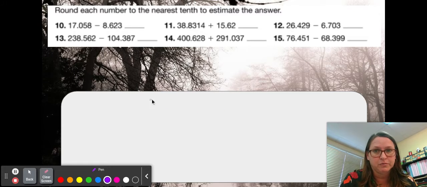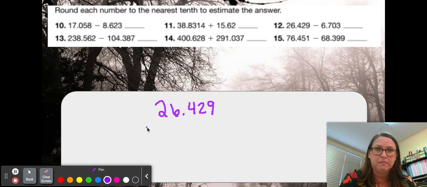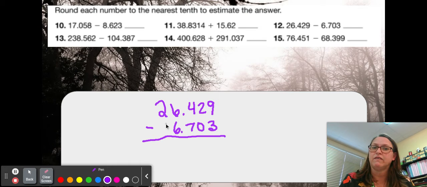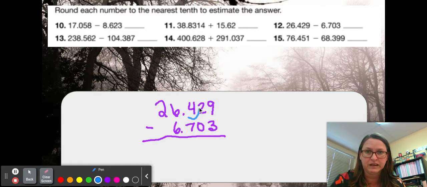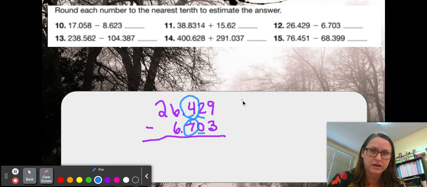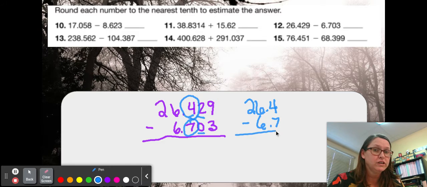Now let's solve number 12. 12 is 26.429 minus 6.703. In order to solve this problem, the first thing I am going to do is circle the number in the tenths place, my 4 and my 7, and I'm going to underline their neighbor. 2 would tell me to let it rest, so I'm going to just put 26.4, and 0 tells me to let it rest, so 6.7, and I made sure to keep my decimal points lined up.